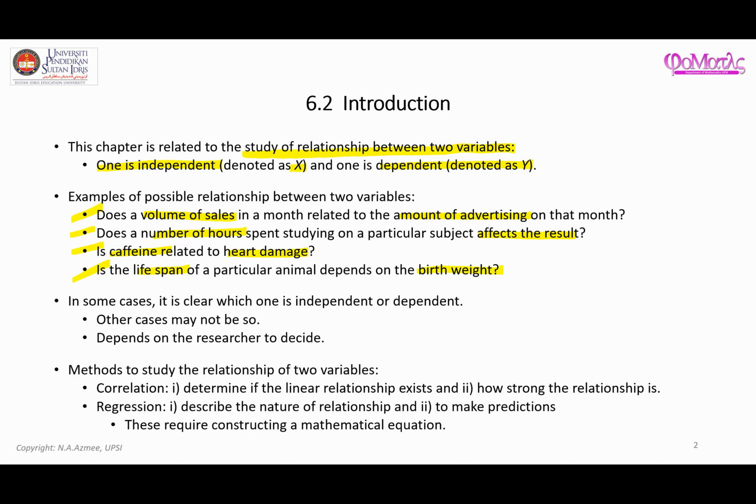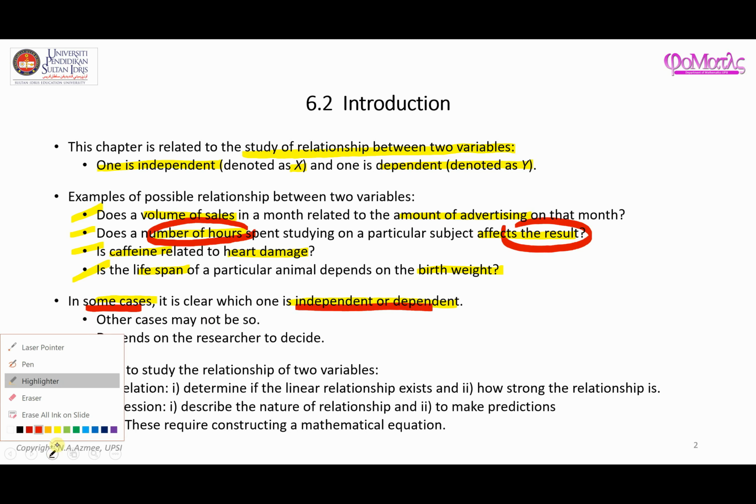Now, in some cases, it is clear which one is independent or dependent. For example, in the case of the number of hours spent studying, this would be the independent variable, and the result that you get later on will be the dependent variable. In other cases, it depends on the researcher to decide.